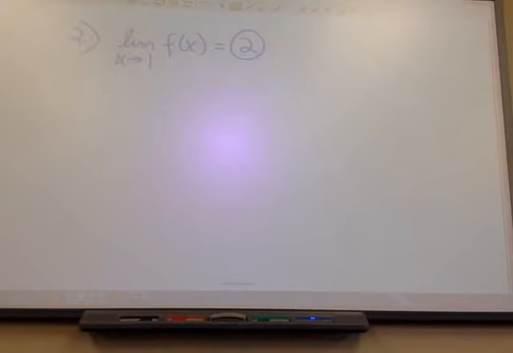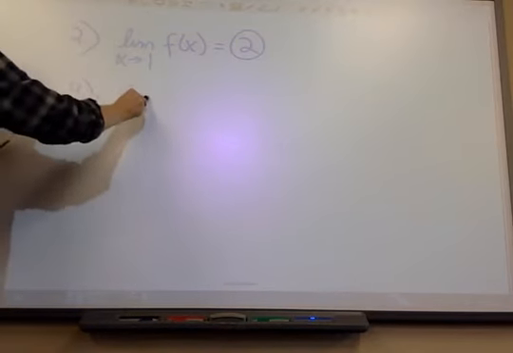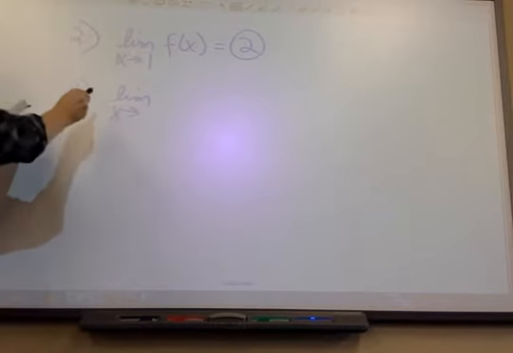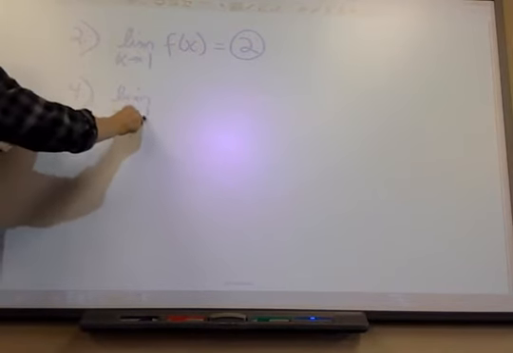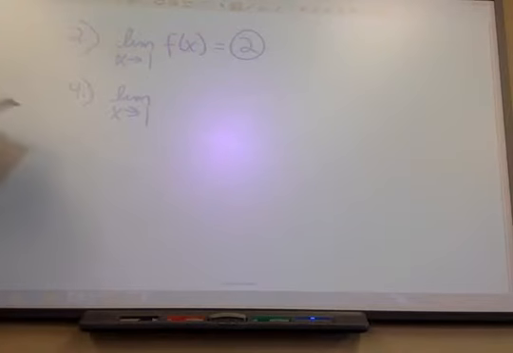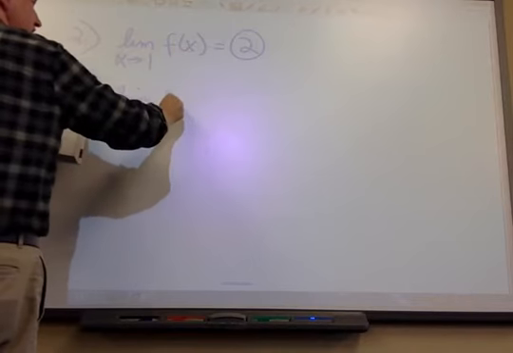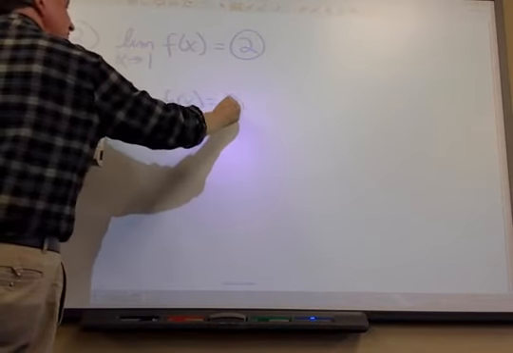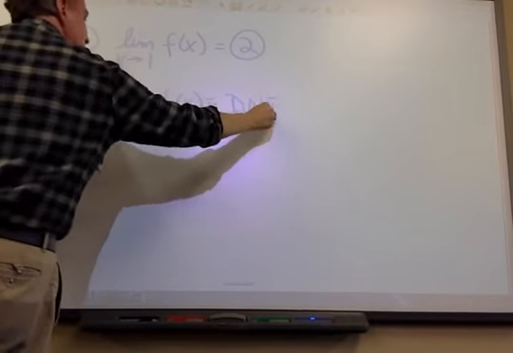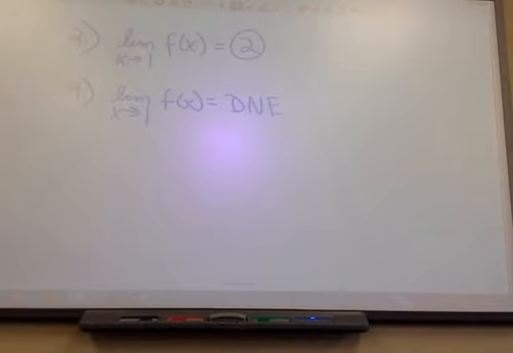What would you say about number 4 if I said, what's the limit as x approaches that number a, which is also 1 for this one? Does not exist, because the left-hand limit looks like it's going to 1.5, but where's it going from the right? 3. They're not equal. So that limit, I'm just going to say DNE, does not exist. Okay.